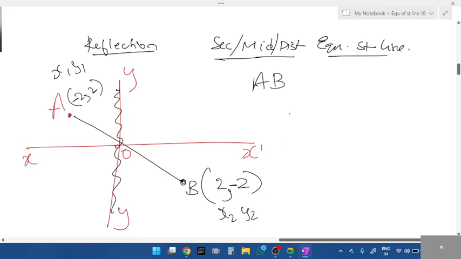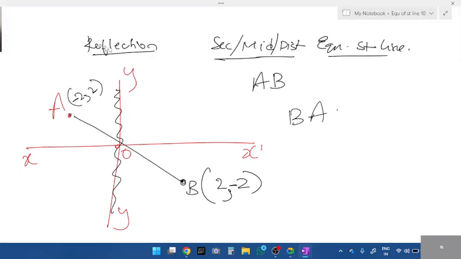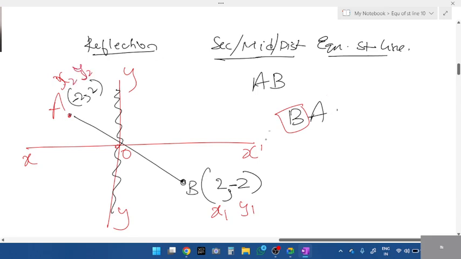If they ask you to find the distance between BA, which one is first? AB is first or BA is first? Tell me which letter is first, students, A or B? B is first. So which one do you have to take as x1 y1? B. And x2 y2 is A. These are some common mistakes. Even I have done this and got different ratios. So with respect to whatever is given, A B or B A, that you have to take. Then you'll get the distance, students.